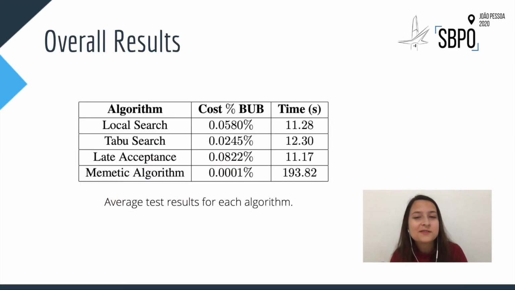Here are the overall results. As you can see, the memetic algorithm was the one that found the best solutions, being very close to the best upper bound, but it also spent much more time than the others.